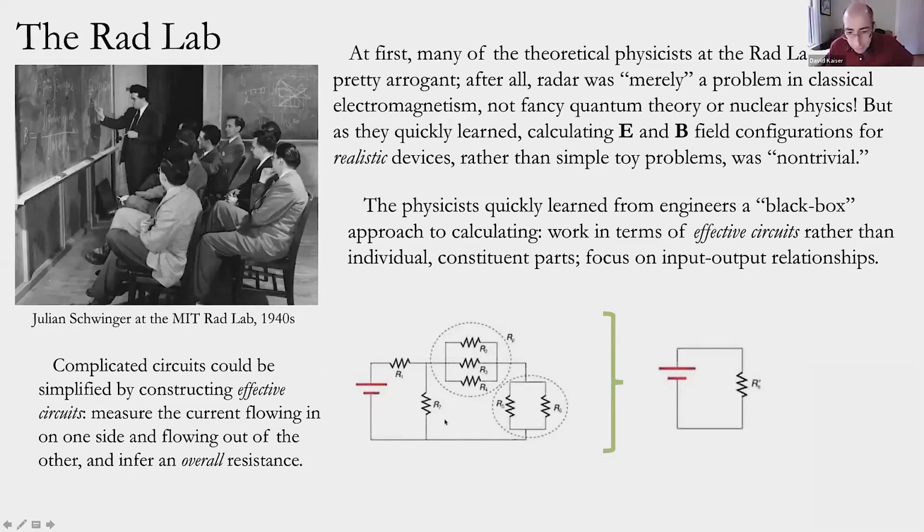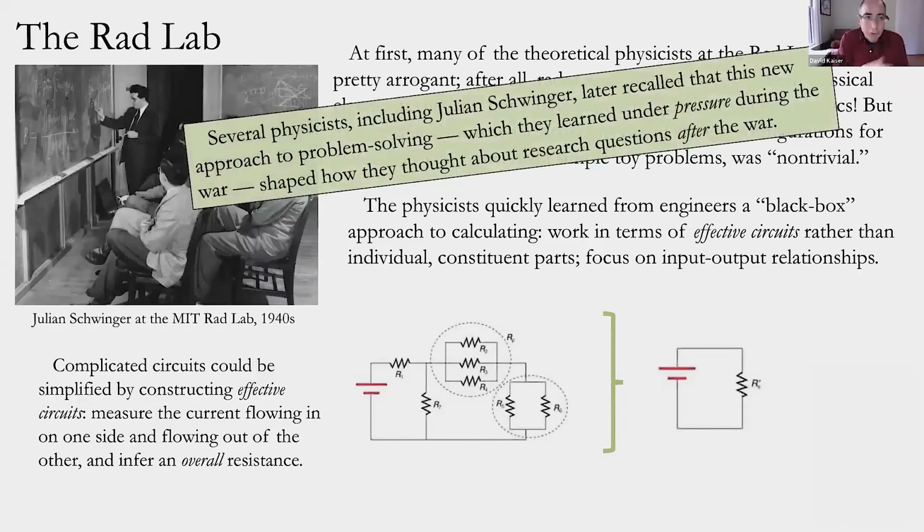Stick a lead on over here, stick a lead on over here. What's the current flowing in? What's the current flowing out? Infer an effective overall resistance, have an effective circuit based on the input and the output, and stop it. You don't have time to do this kind of thing. Plus, when you're faced with those crazy, crazy shaped waveguides, even these simplifying mathematics would be no help.